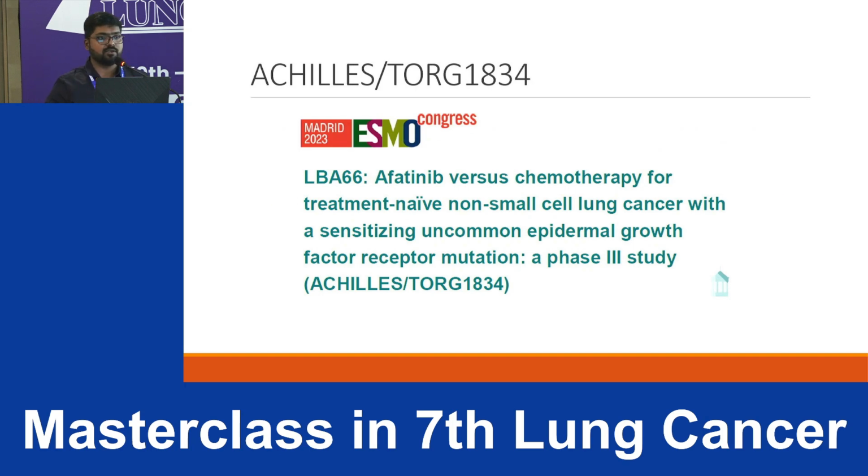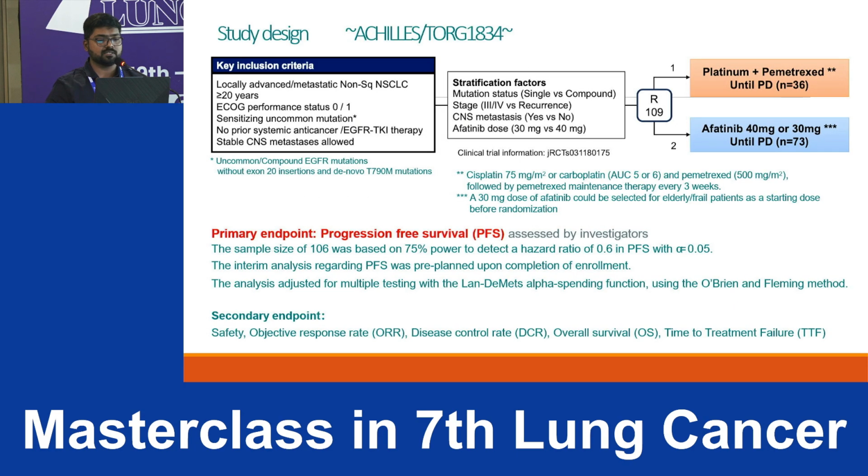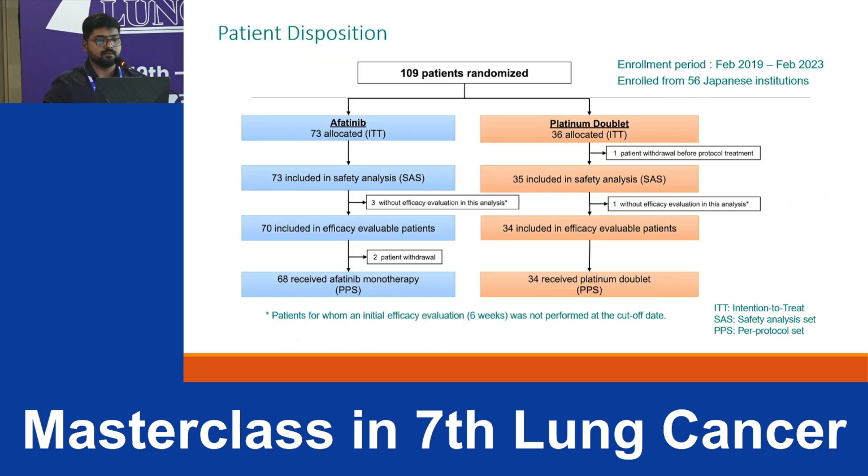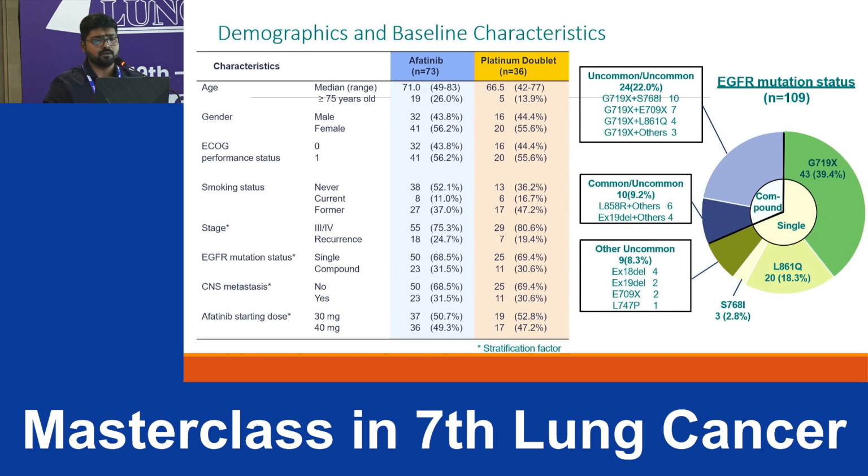We also have the results from the Achilles trial, which were recently presented at the ESMO Congress 2023. This is the first randomized phase 3 trial in uncommon EGFR mutations, where they compared afatinib versus platinum pemetrexed chemotherapy. They included all sensitizing uncommon mutations, excluding exon 20 insertions and de novo T790M mutations. Around 109 patients were randomized 2:1, 73 to afatinib and 36 to the platinum doublet. The most common mutation here was G719X followed by L861Q.